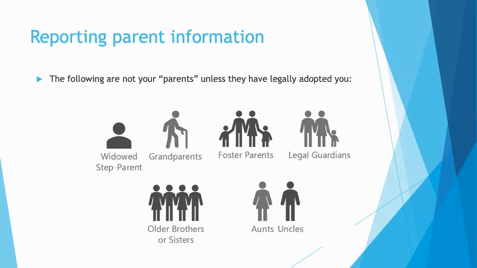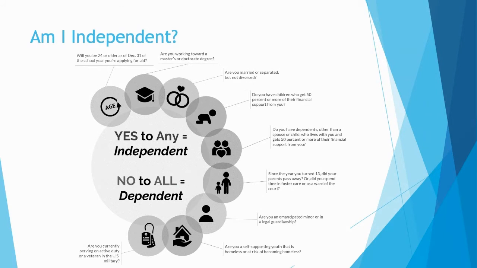This slide contains more information regarding who is not considered a parent. We know all families are different, but for the purposes of the FAFSA, these individuals, even if you live with them, cannot be added to the FAFSA in the parent section. They are widowed step-parent, grandparents, foster parents, legal guardian, older siblings, aunts and uncles. The only way these types of individuals are considered a parent for FAFSA purposes is if you have been legally adopted by these individuals.